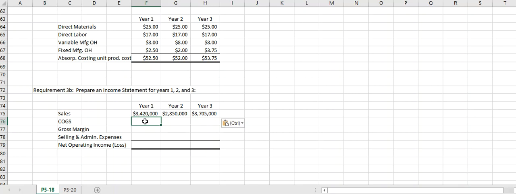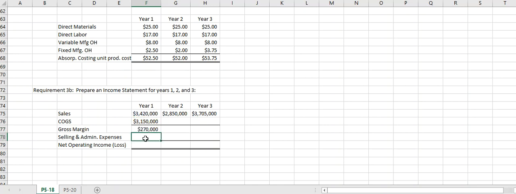So let's see, the first year it says we manufactured 60,000 units and we sold 60,000 units. So it was year one, new company. So to calculate our cost of goods sold for that first year, because everything we manufactured we sold, we're going to take the 60,000 units that we manufactured and sold times $52.50, which is how much it costs us to do one unit or each unit. So that gives us $3,150,000. We can find our gross margin, which is our sales less our cost of goods sold.